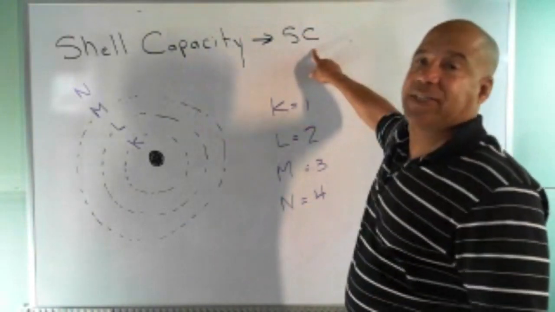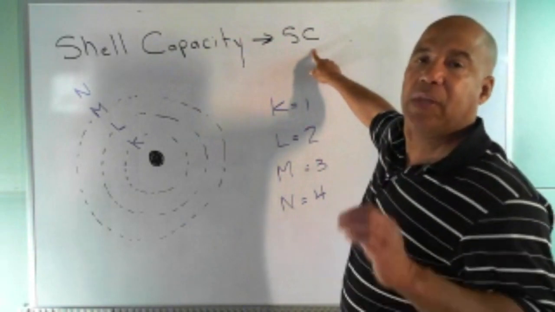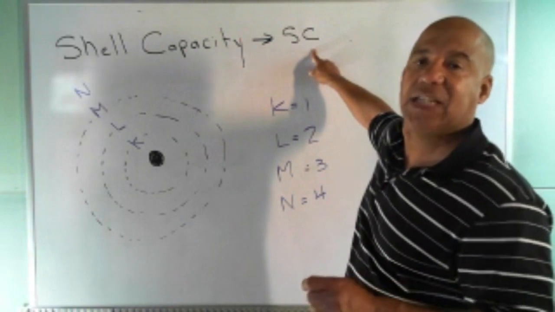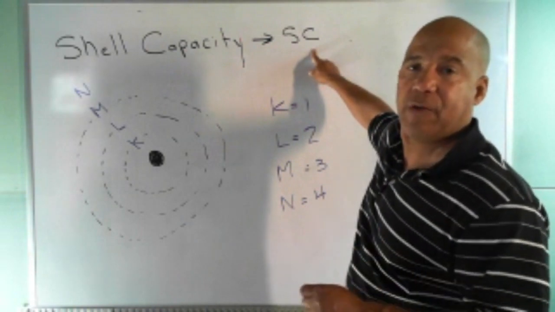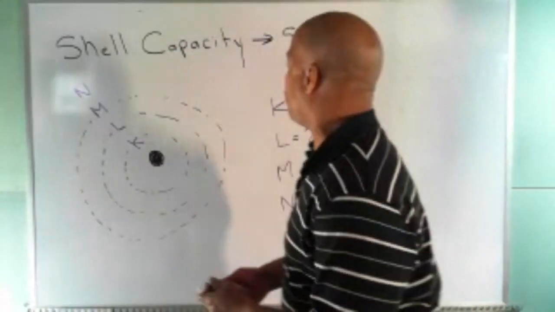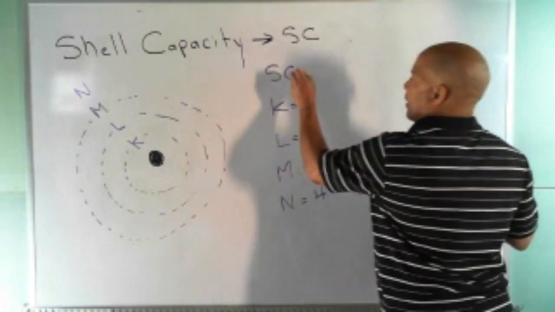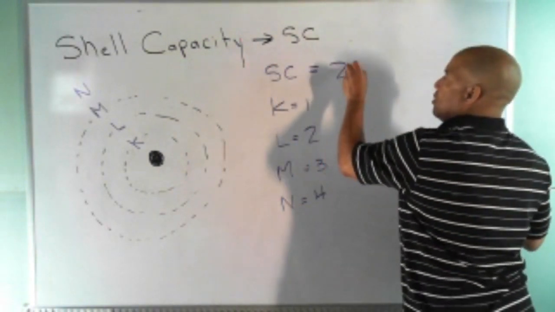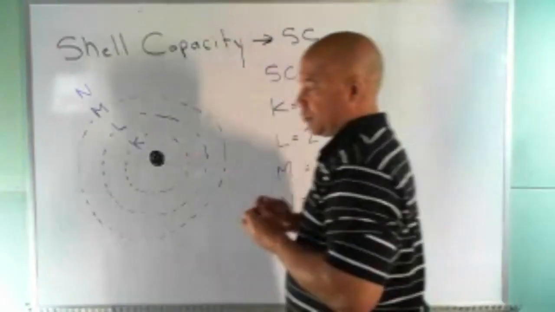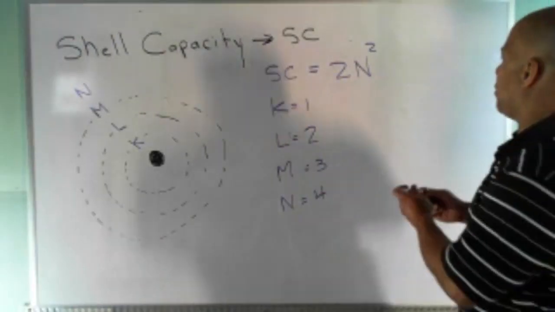What shell capacity is, it allows us to calculate the maximum number of electrons you can put in any shell. So shell capacity is the maximum number of electrons that can fit in the shell. And the way you do that is by using the shell capacity formula. I'm going to write it on the board. So shell capacity is equal to 2n squared, where that n is the shell number.